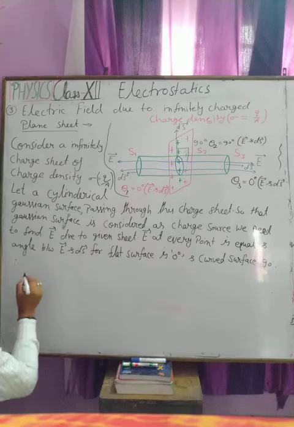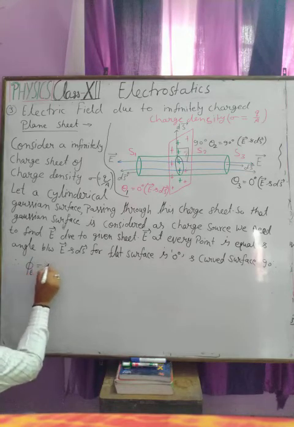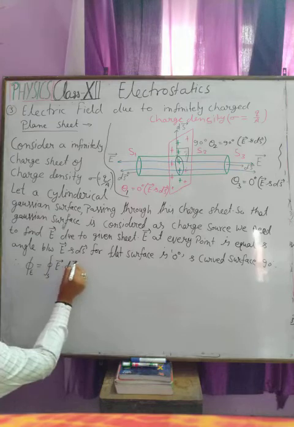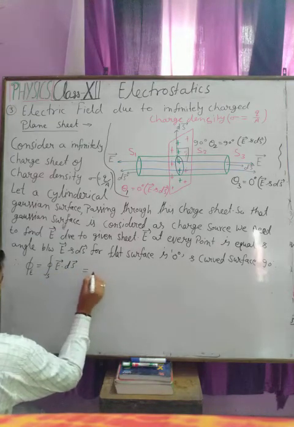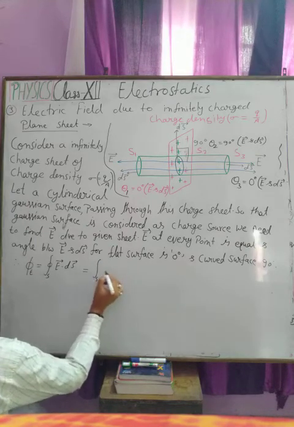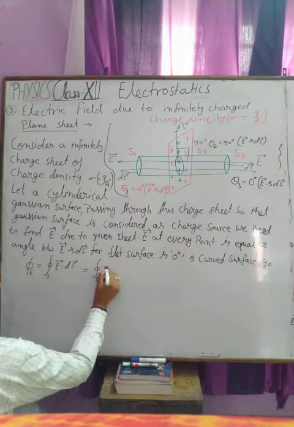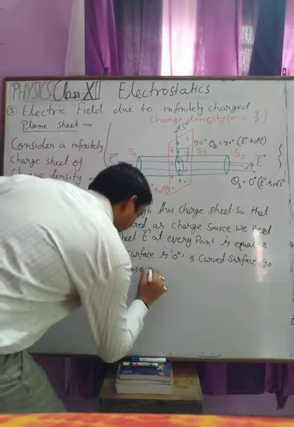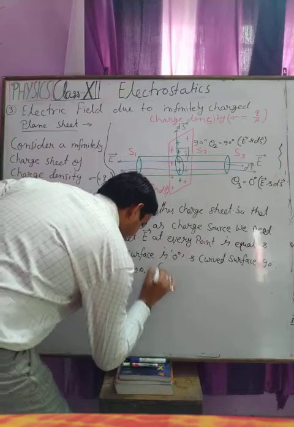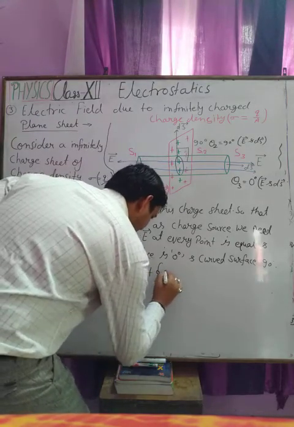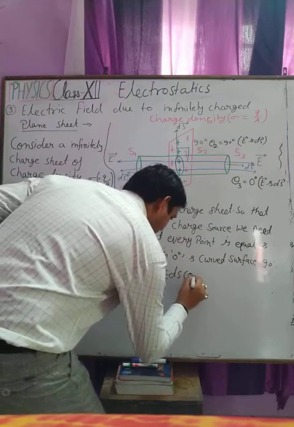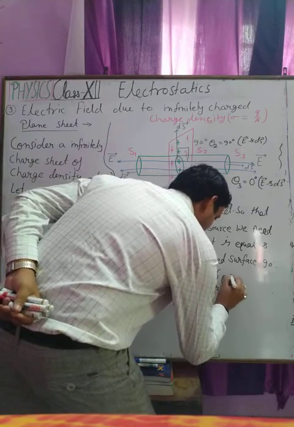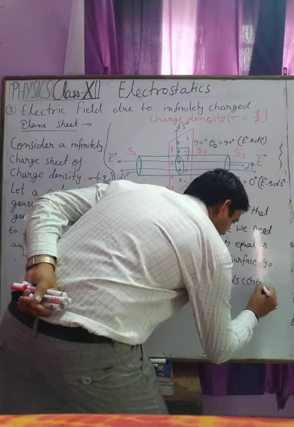Therefore, the flux passing through the closed surface is the integral of vector E dot ds, which for surface 1 is E ds cos theta 1, plus for the second surface E ds cos theta 2, and plus for the third surface E ds cos theta 3.